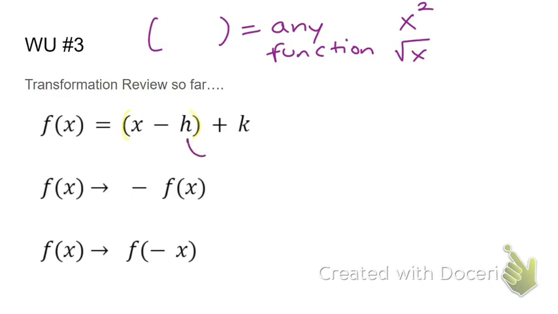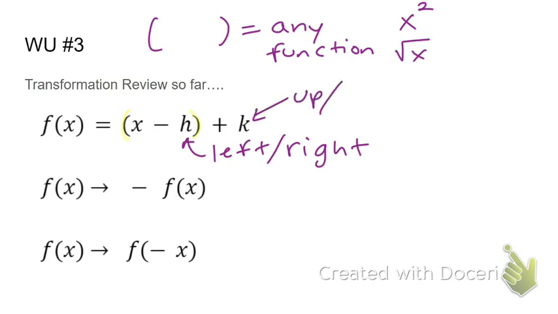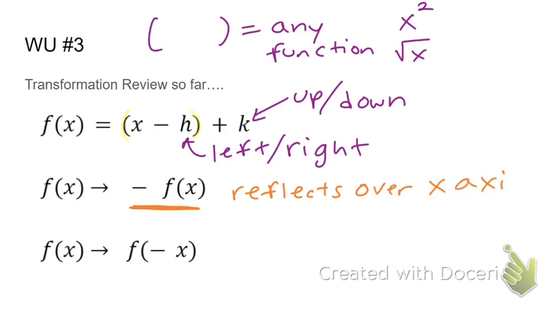It's how many you go over? Left and right. Yes. It's left and right. What's the k value do? Up and down. The height, the y values, that would work too. Yesterday we added in reflections. So when I have a negative out front, it reflects over which axis? It reflects over the x-axis.